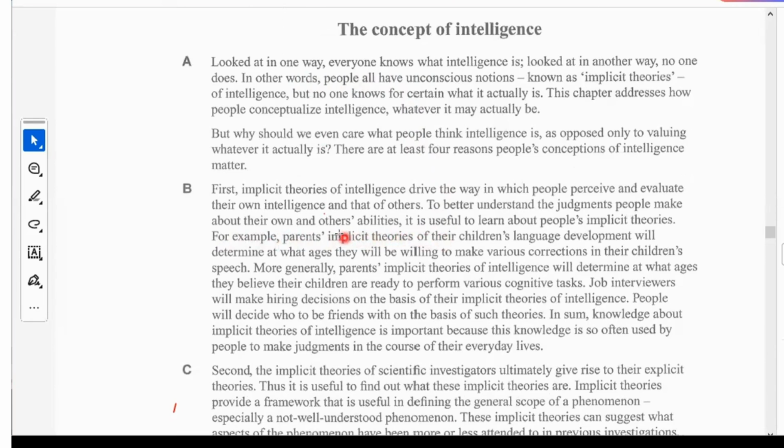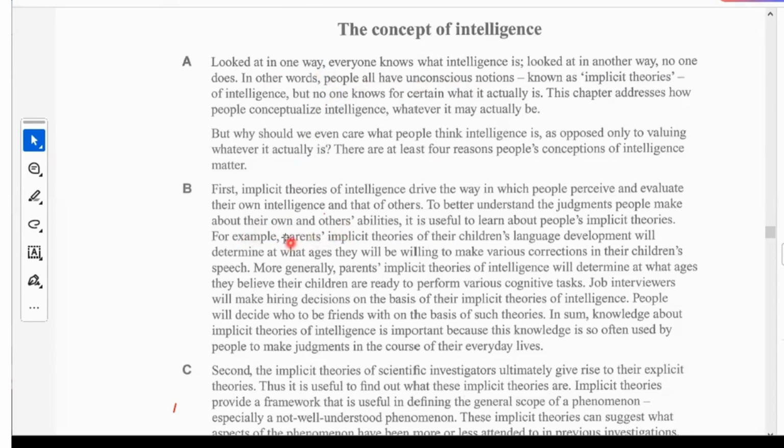Implicit. Hold on. What is the meaning of implicit? Go back. You see where I'm going back. In other words, people all have unconscious notions known as implicit theories. Implicit basically now means what? Unconscious notions. Unconscious notions of intelligence, okay?